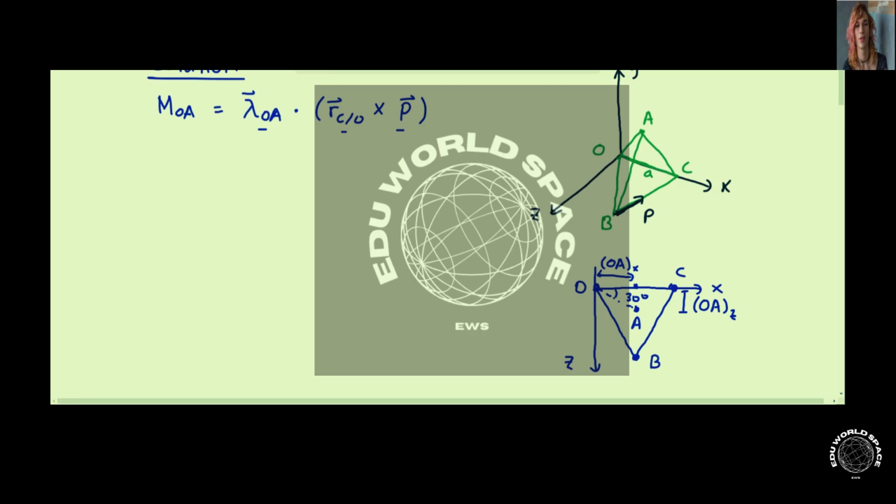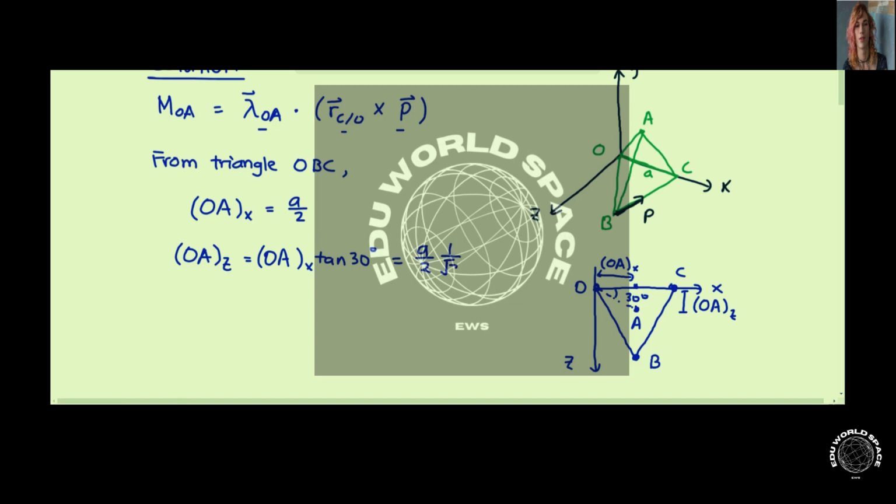So from the diagram, from triangle OBC, the X component of OA is A over 2. The Z component of OA is OAX tangent 30 degrees. Put in the numbers, and this is what you get: A over 2 root 3.